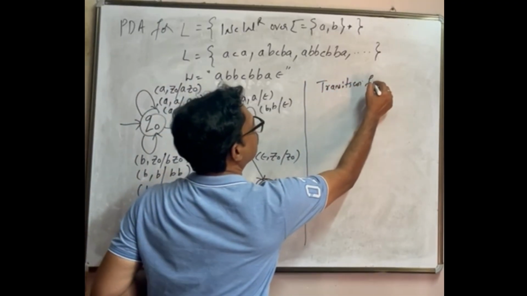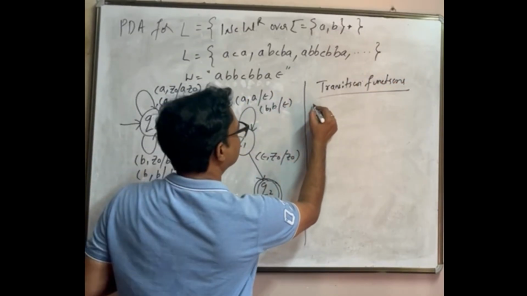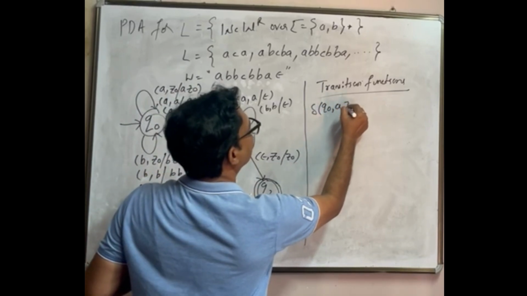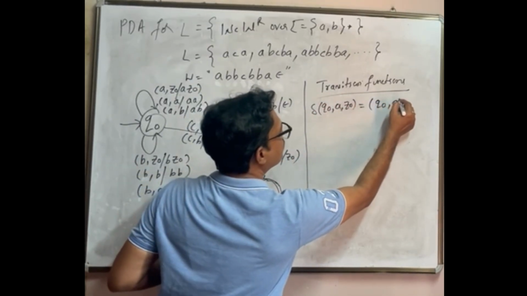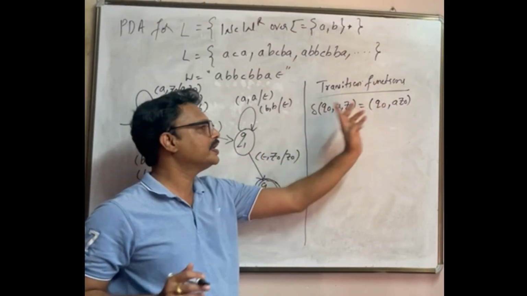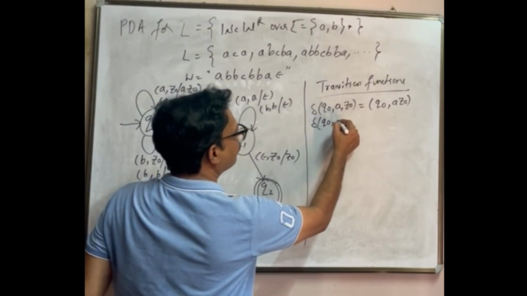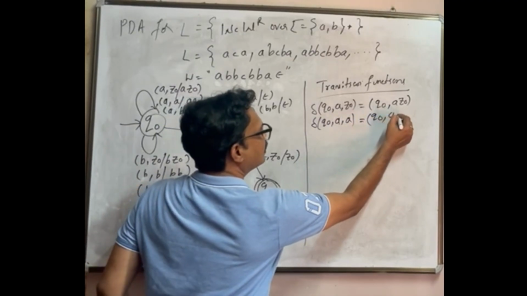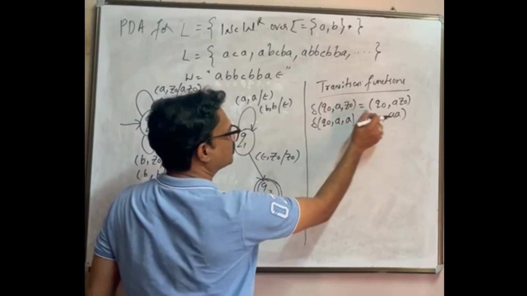Okay. So let's write like this: delta of Q naught upon A, and the top of the stack is Z naught. It is Q naught A Z naught, because we are pushing A onto the stack. So the stack content will be A Z naught. Suppose on Q naught, if A is read and the top of the stack is A, this will be the updation of the stack. That is A. Top of the stack is A and the A is pushed.